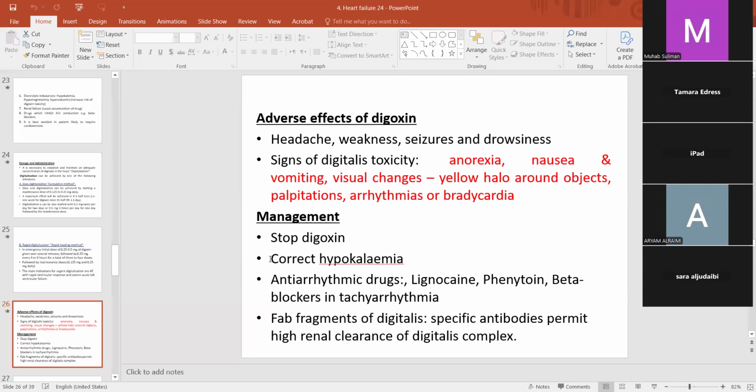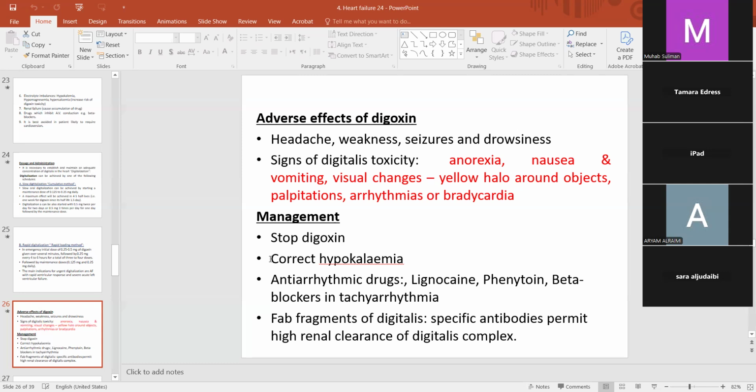Then we have to treat the patient. Firstly, we have to stop the digoxin use and do a baseline. We said three electrolyte disturbances can lead to digoxin toxicity: hypokalemia, hypomagnesemia, and hypercalcemia. If there is one of them, we have to correct the electrolyte. If there is arrhythmia, we have to treat it, depending on the type of arrhythmia.